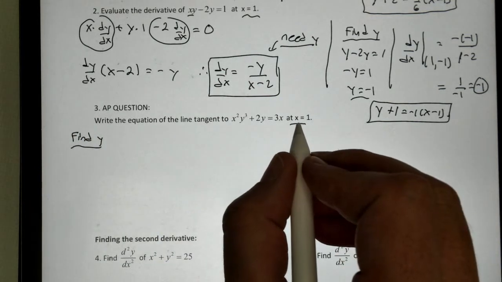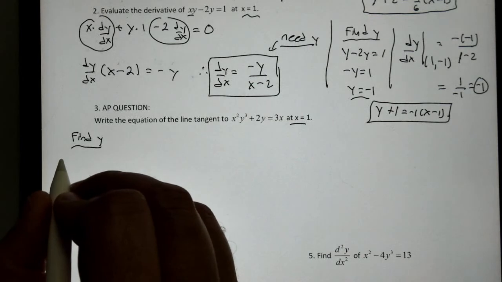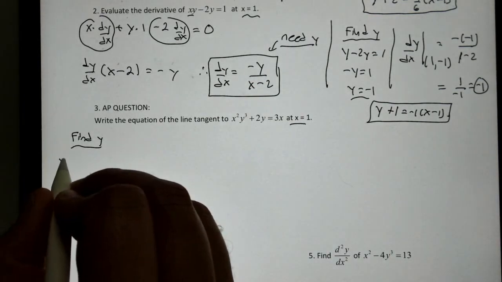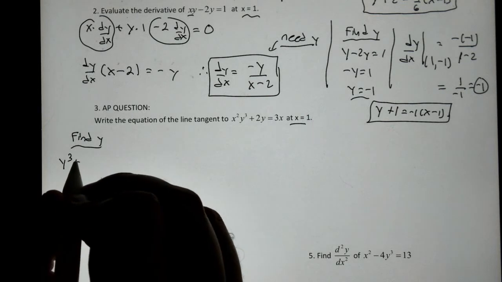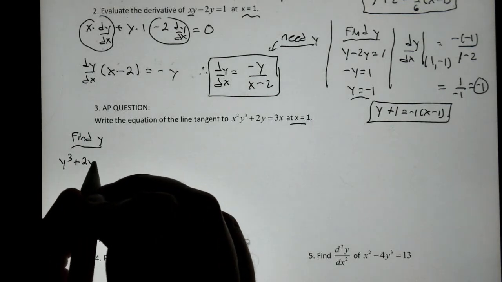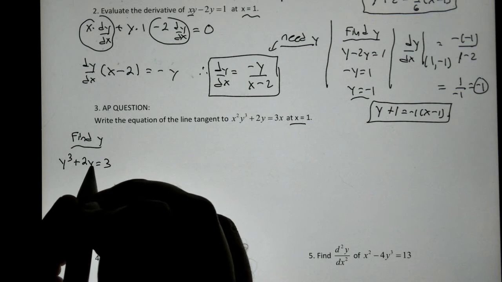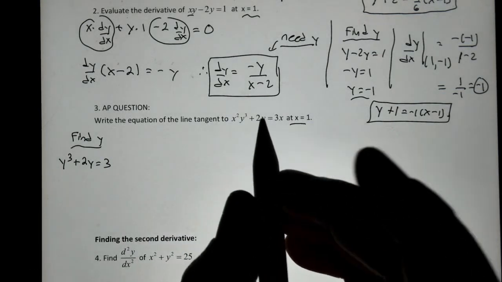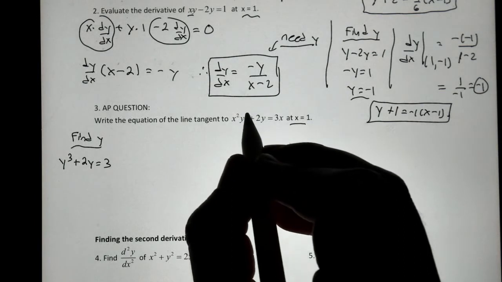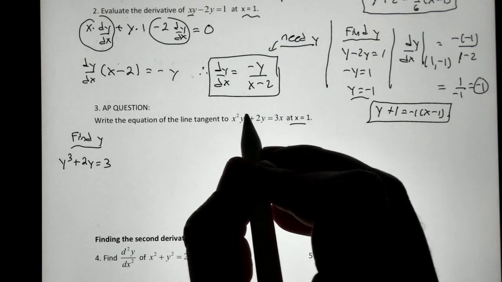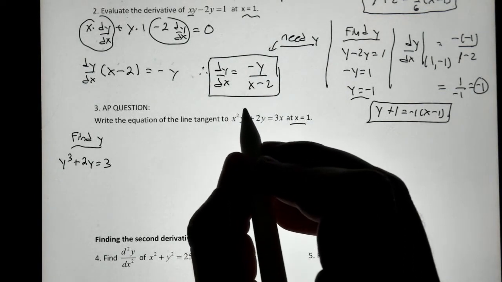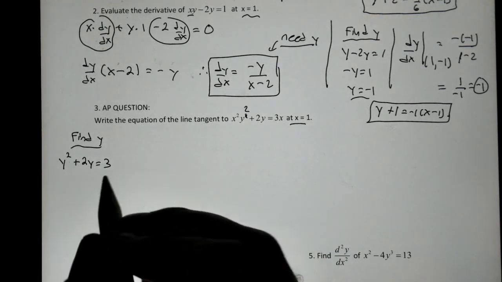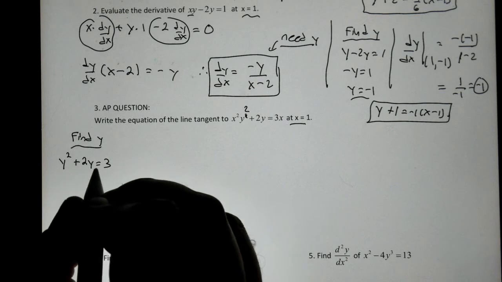To find y, I'm going to plug my x in, and that's going to give us y cubed plus 2y equal to 3. And my guess right now is that I made a typo and that this should be a square. So let's make this 3 a 2. Otherwise, we may not be able to answer it. I think I made a typo there when I wrote this out.